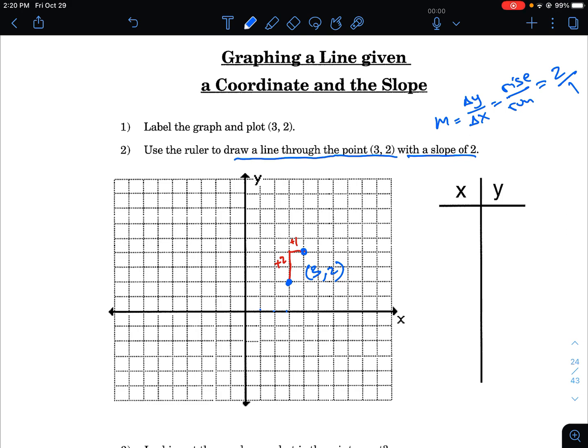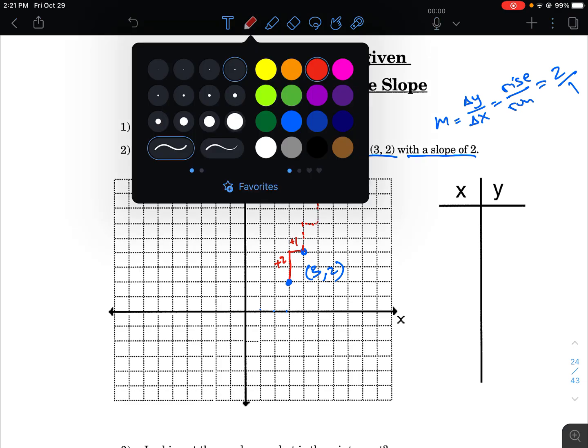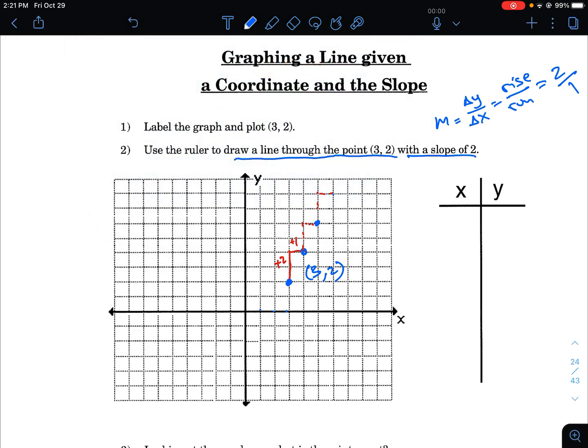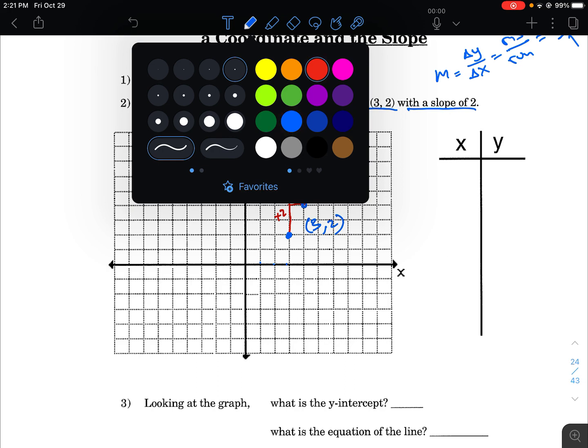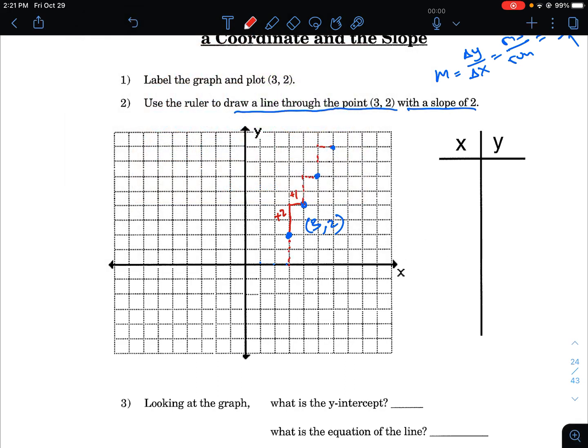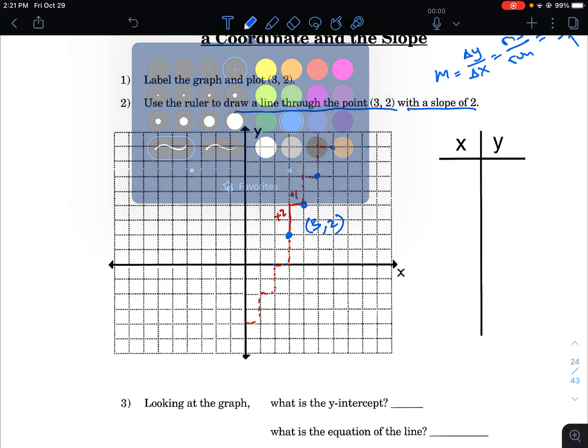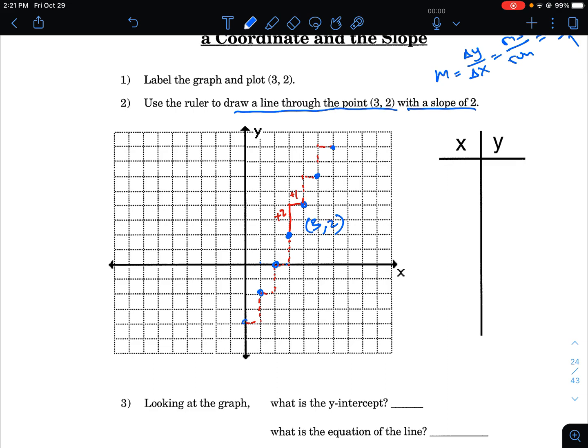And if we go up 2 and over 1 again, we get our next point, and then up 2 and over 1. And if we want, let's go ahead and fill those out. And if we want to find out what the points are to the left, we would go down 2 over 1, and then down 2 over 1, down 2 over 1. So we would figure out those points, in this case right here, right here, right here, right down there.